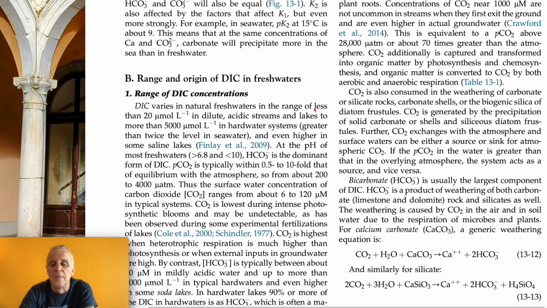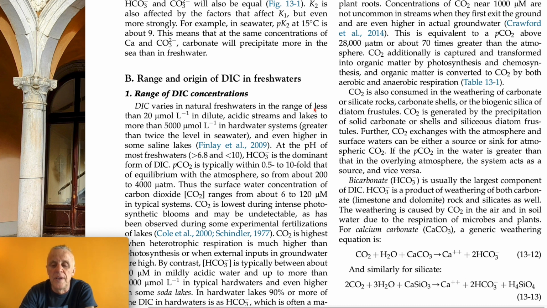CO2 is generated by the precipitation of solid carbonate or shells and siliceous diatom frustules. Further, carbon dioxide exchanges with the atmosphere, and surface waters can be either a source or sink for atmospheric CO2. If the PCO2 in the water is greater than that in the overlying atmosphere, the system acts as a source, and vice versa. Bicarbonate is usually the largest component of DIC.